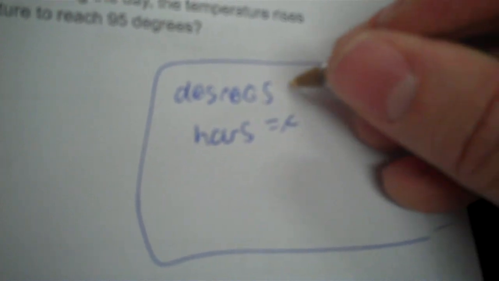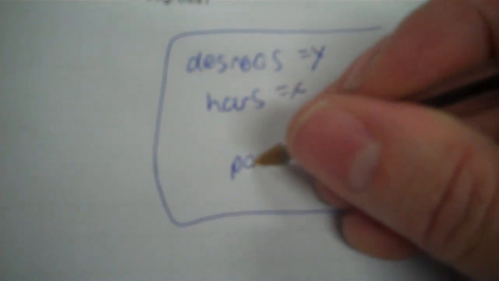Okay, story problems. This one here is pretty easy. The temperature at sunrise is 65 degrees. Each hour during the day, the temperature rises 5 degrees. How many hours will it take for the temperature to reach 95 degrees? Okay, so we have degrees and hours. Hours is x, degrees is y, so per.